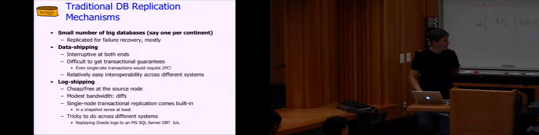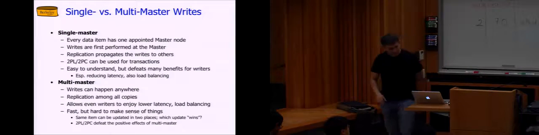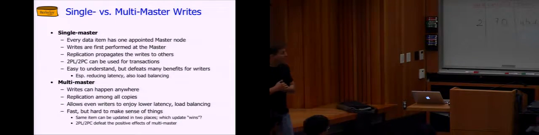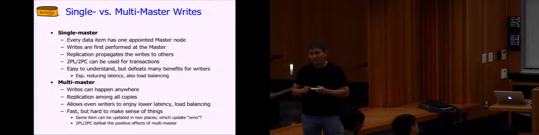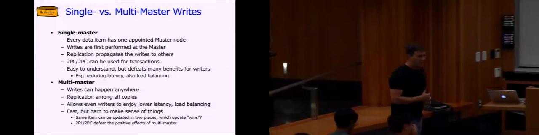Okay. This is one of the reasons that global organizations will go with one vendor sometimes for all this: replication works. Log shipping replication works. All right. Here's another dimension you have to decide on when you're designing a replicated database. Single versus multi-master writes. And this is where things start to get squirrely.